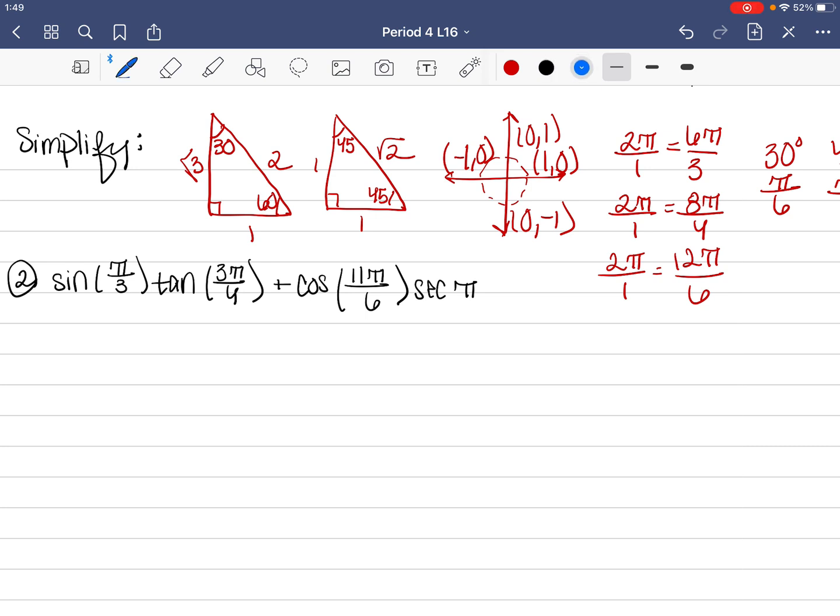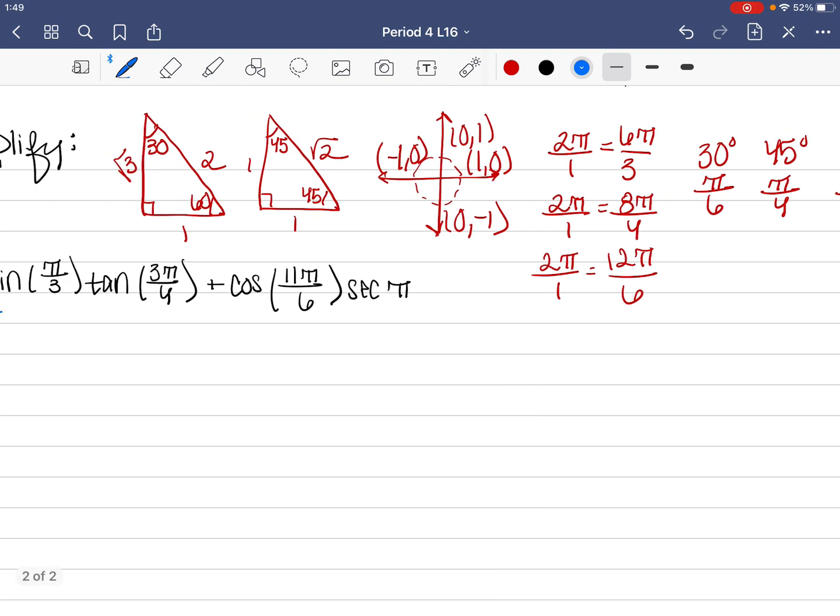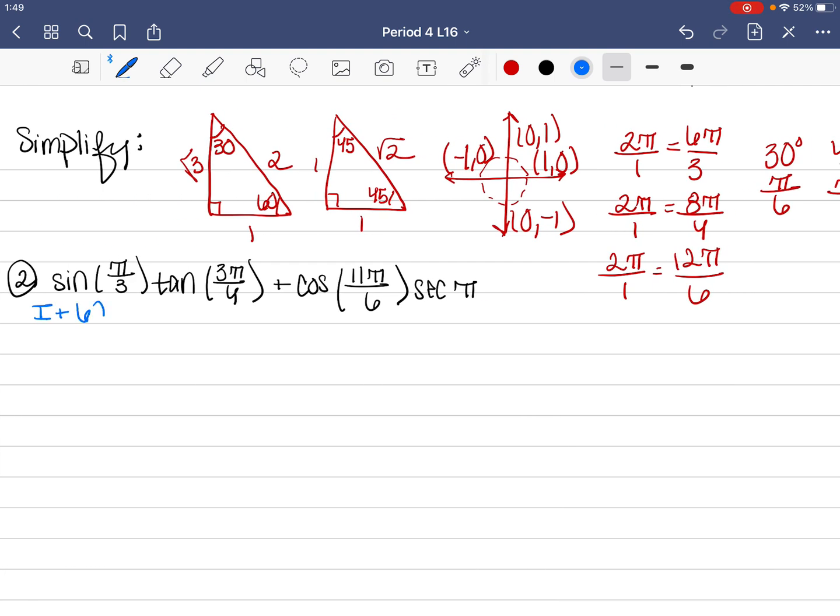I know you can use a unit circle, but I'm going to do my best not to use it. Looking at the first one, pi over 3 is in quadrant 1, where sine is positive. My reference for pi over 3 is 60 degrees. Sine is opposite over hypotenuse, so you can use the pink paper for that. For 60 degrees, opposite is root 3 and hypotenuse is 2, so sine is root 3 over 2.